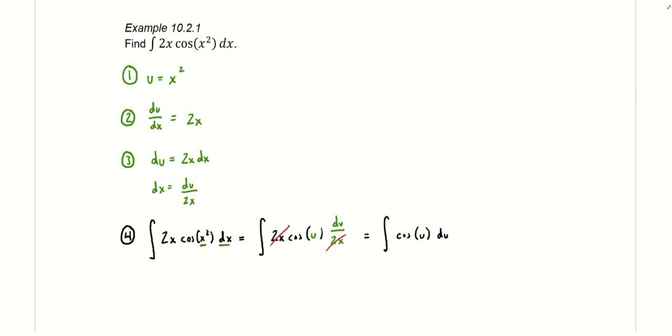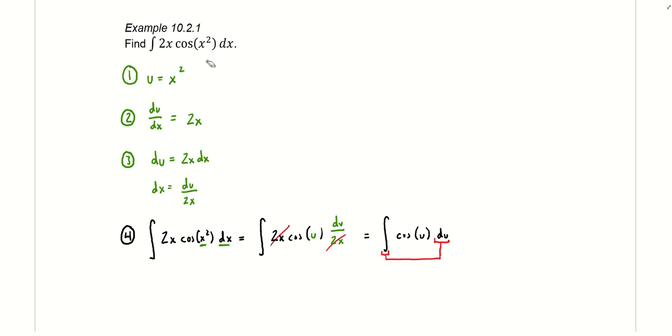So now what I've done is I've changed my notation a little bit. Now we're integrating with respect to u instead of x, so my notation's a little bit different. And my integrand, the expression I'm integrating, is different. Specifically, it's a lot easier than this. I know how to integrate cosine of u, just like I would integrate cosine of x. It's just a different variable. But I know how to do that based on what we did in the 10.1 notes.